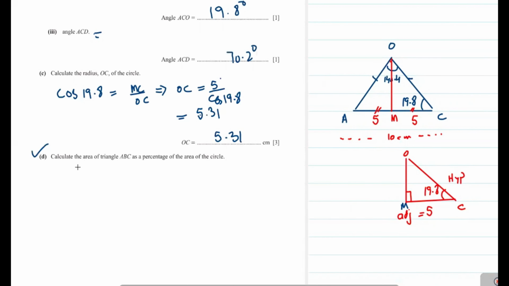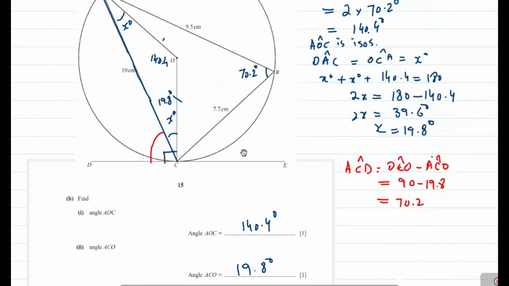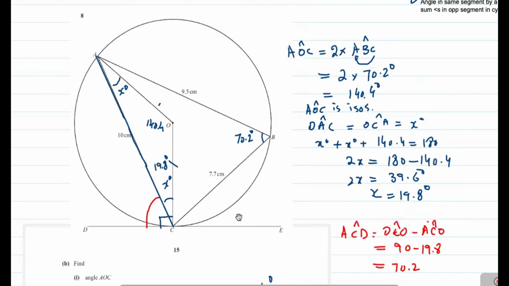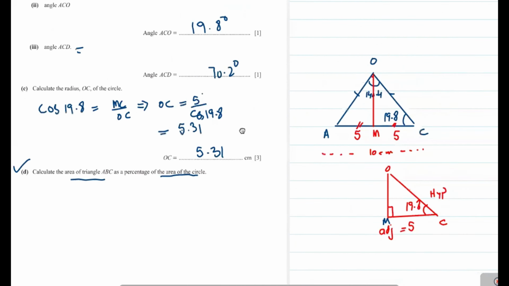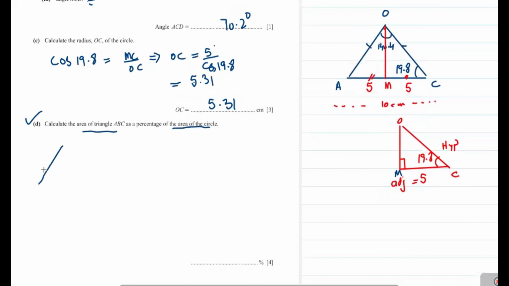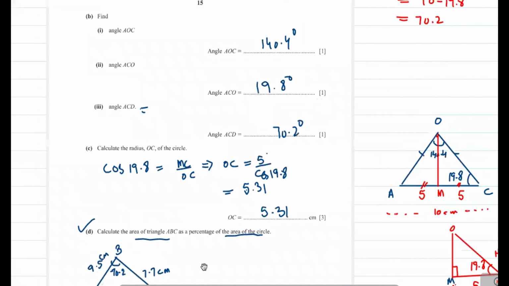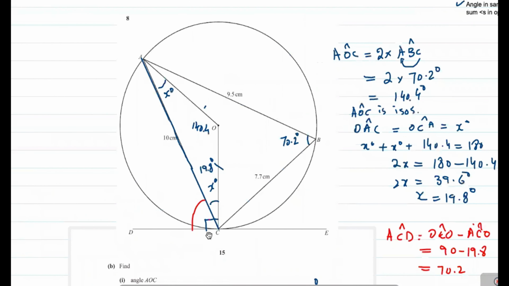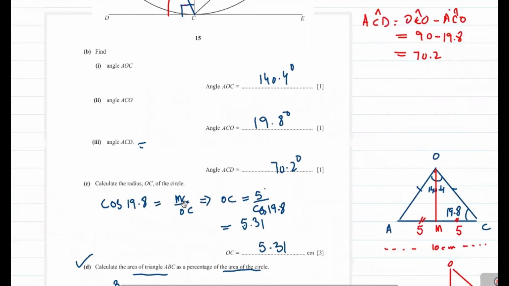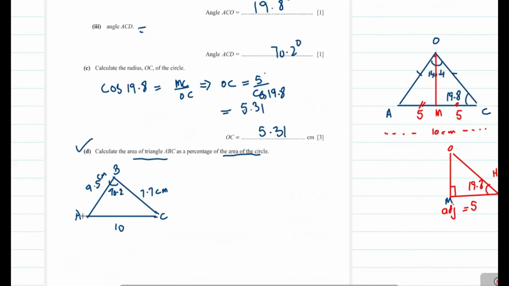Now the next part is to calculate the area of triangle ABC as a percentage of the area of the circle. Firstly, we write the area of triangle ABC, and we have to find the area of this triangle. Now we make a triangle ABC here. This triangle AB is 9.5 centimeter, BC 7.7, and AC is 10 centimeter.